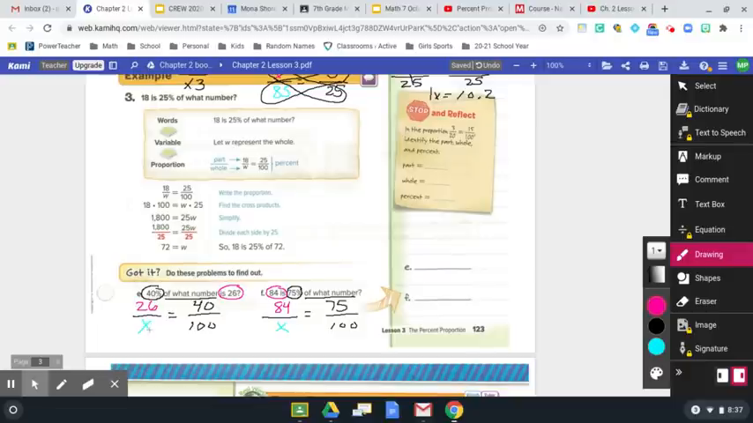So part over whole, we're missing the whole. We've got our percent over 100. So let's go back to starting to solve and find that missing whole there. Let's take 40 out of 100 and let's simplify this a little bit more. 20 will divide into both of these.